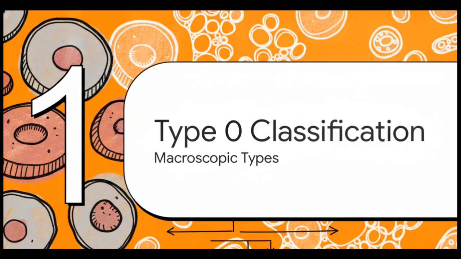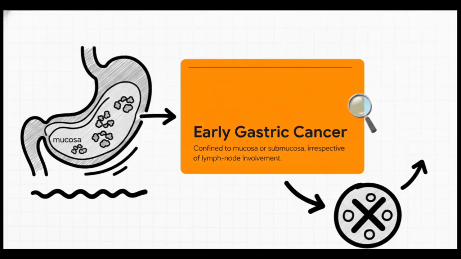Section 1. Macroscopic classification, also known as Type 0. Okay, let's dive into this. We're going to look exactly at how we categorize the gross appearance of these lesions. But before we get into the specific types, we absolutely must establish our baseline. I need you to lock this definition into your brain right now.